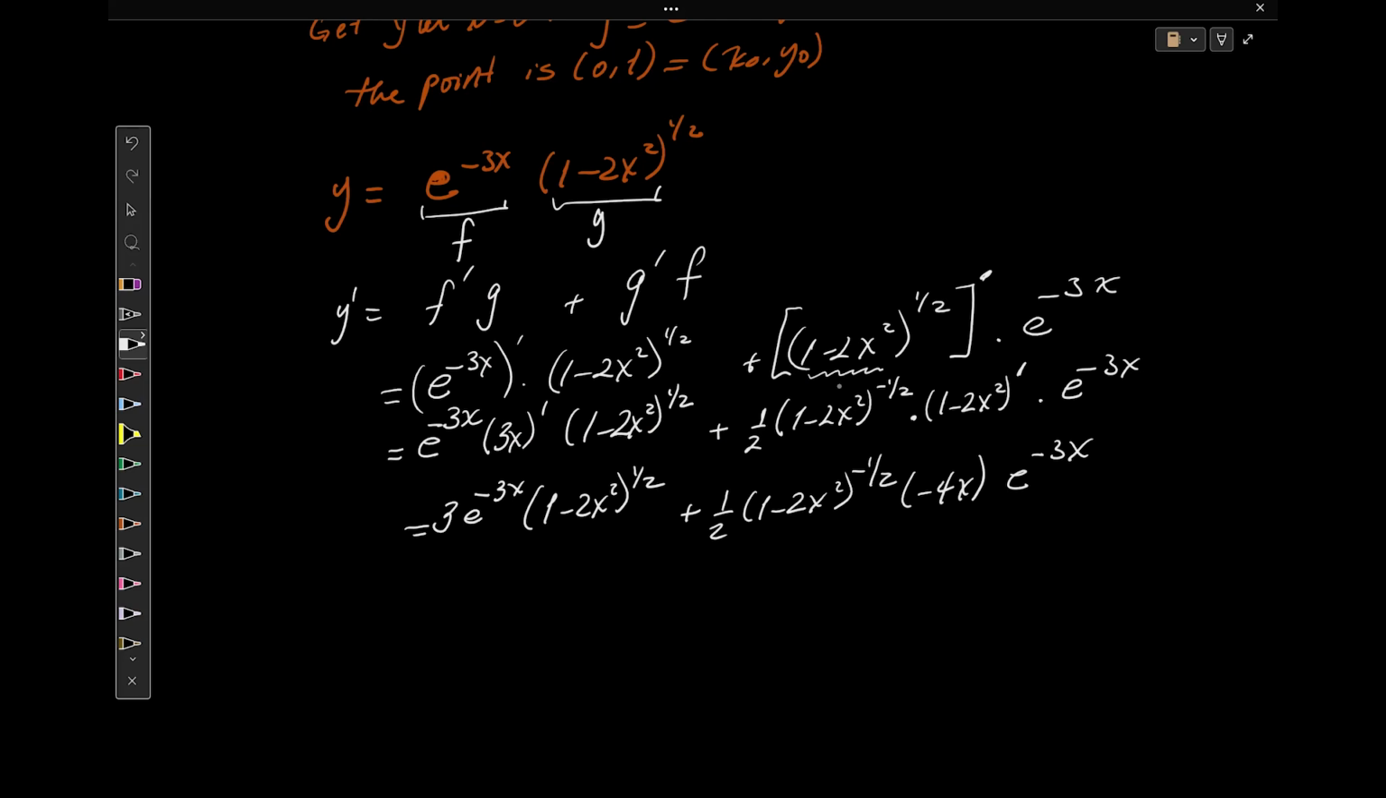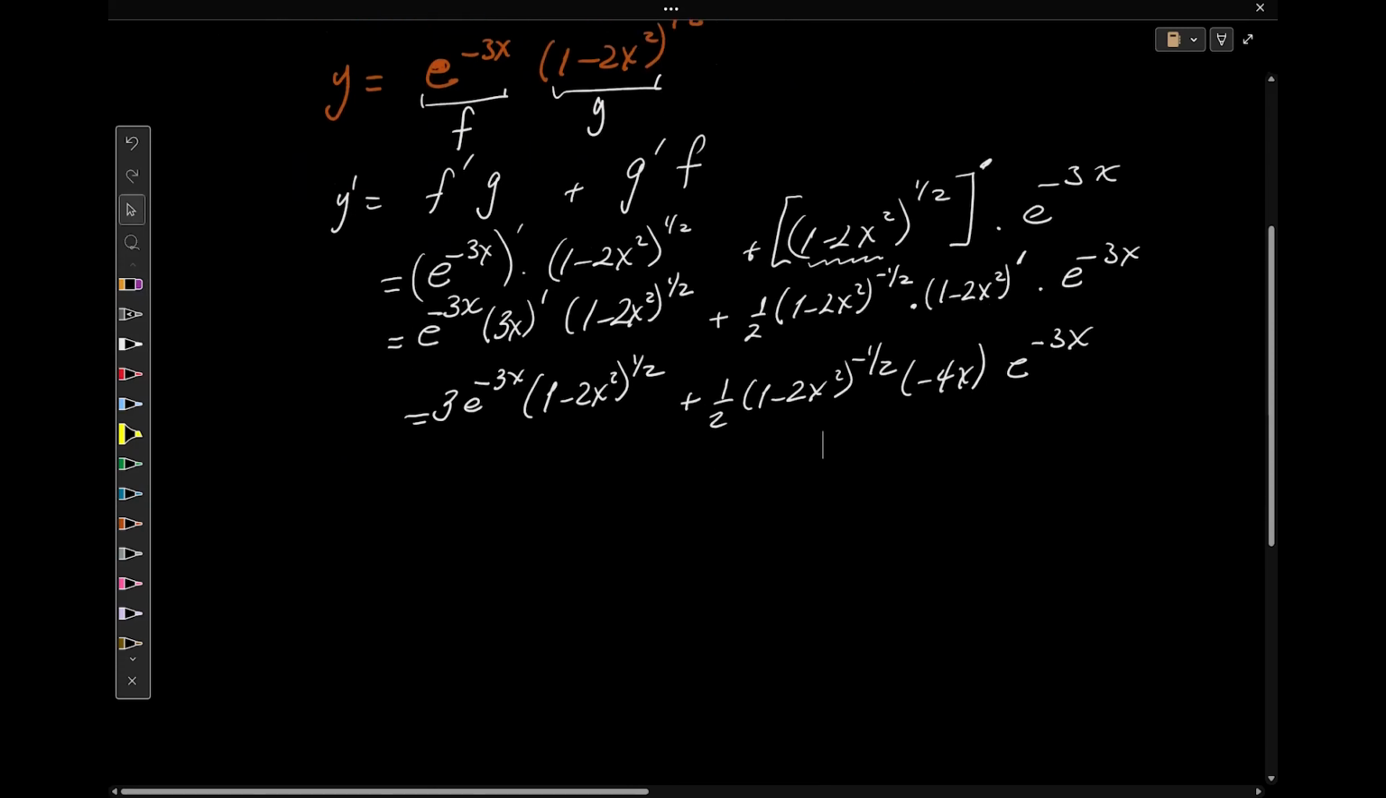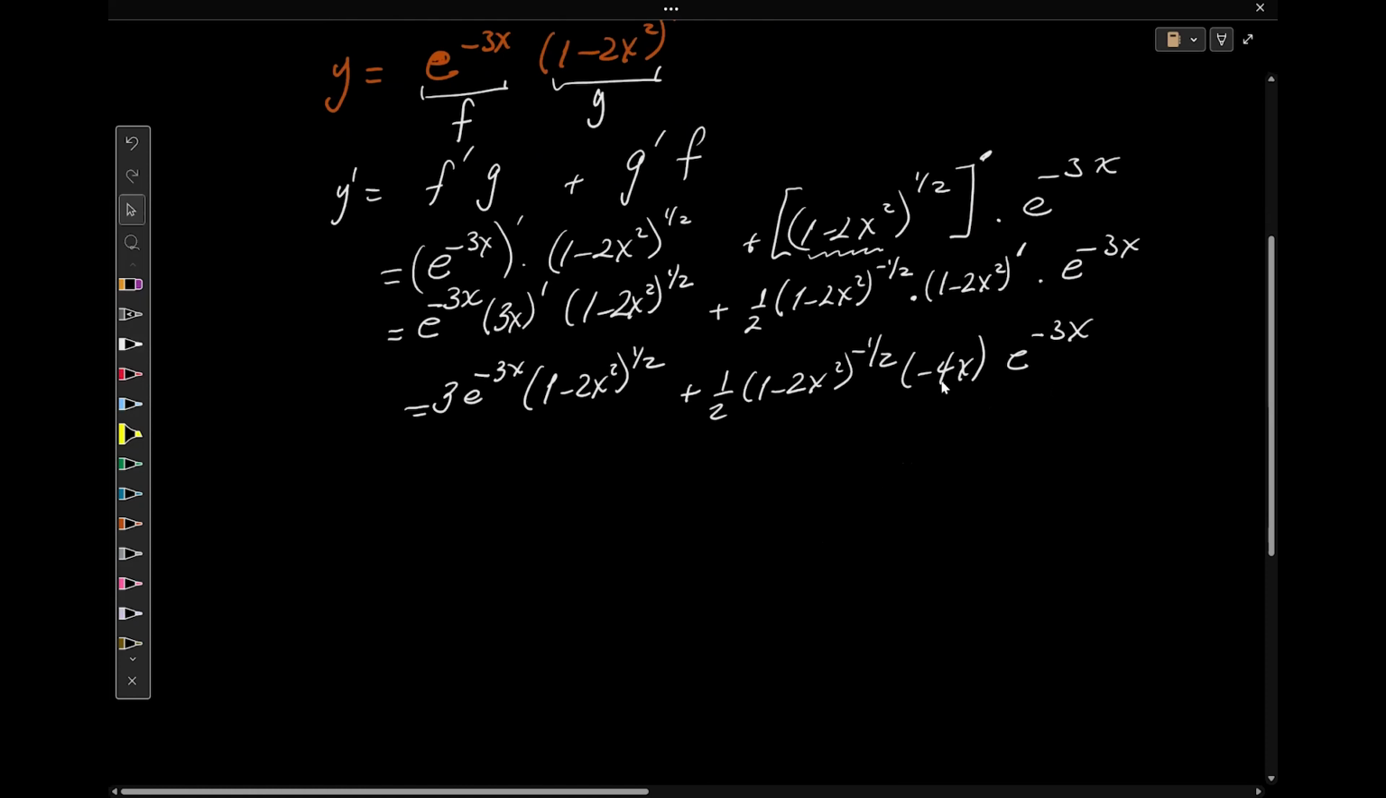You can simplify a little bit. You could maybe factor out e to the negative 3x, bring this down to the denominator and get a common denominator. But that's not the point here. The point is to get the slope at x equals 0, right? So let's just plug x equals 0 in right away. I've finished taking derivatives.